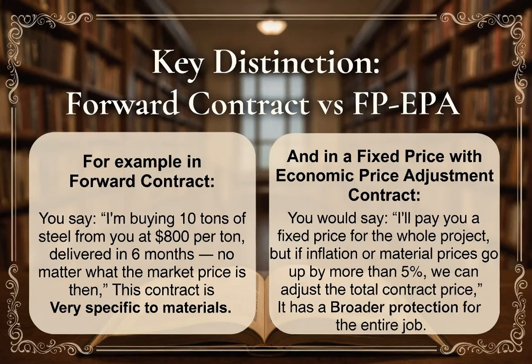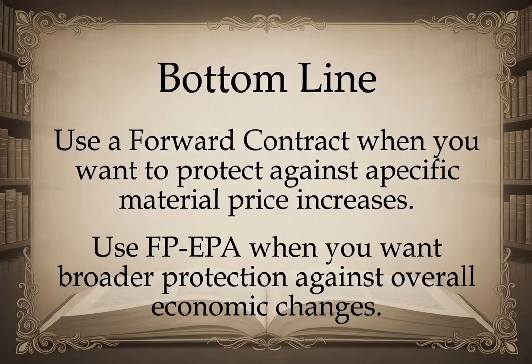And in a fixed price with economic price adjustment contract, you would say, "I'll pay you a fixed price for the whole project. But if inflation or material prices go up by more than 5%, we can adjust the total contract price." It has a broader protection for the entire job. Bottom line, use a forward contract when you want to protect against specific material price increases. Use a fixed price with economic price adjustment contract when you want broader protection against overall economic changes.